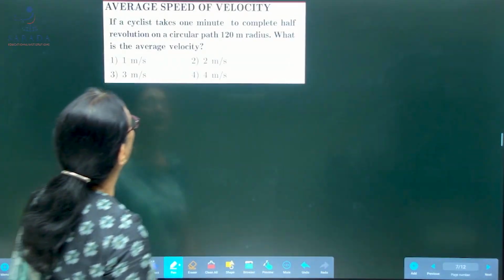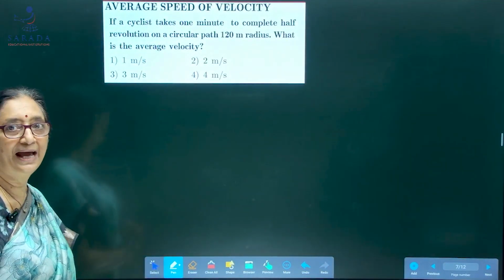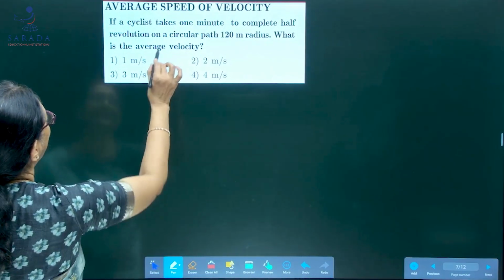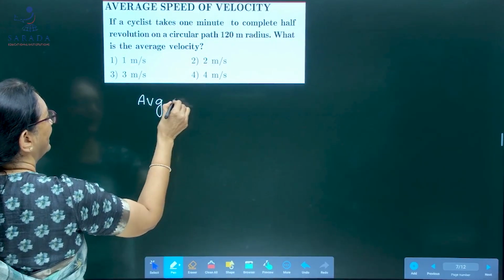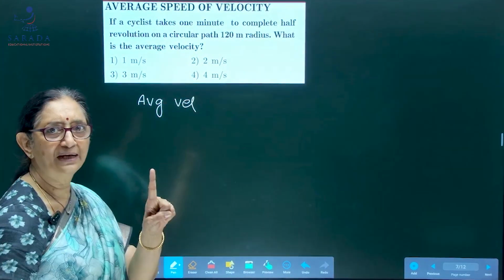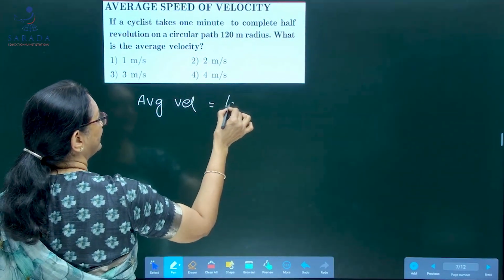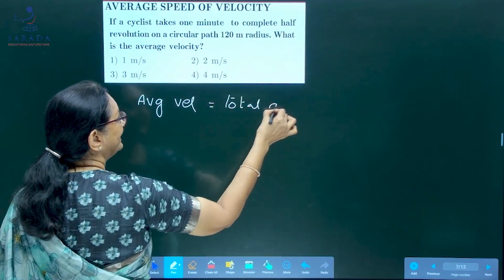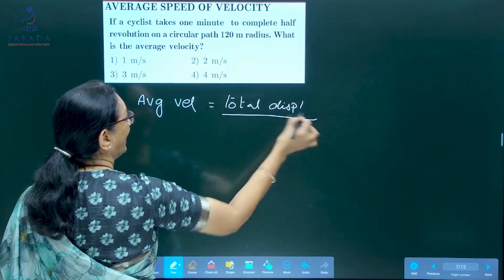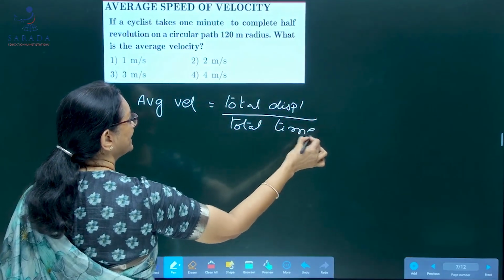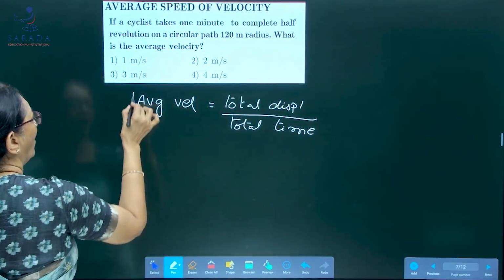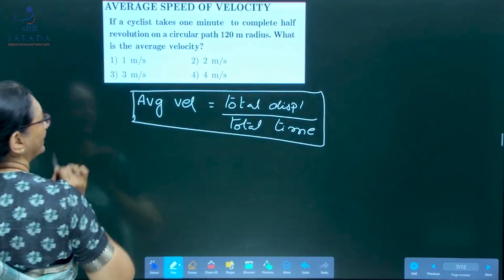Let us go to the next problem. Look here, problems based on average velocity. Read the problem. What we know about average velocity is only one concept: average velocity is total displacement by total time. So all problems can be done based on this concept.